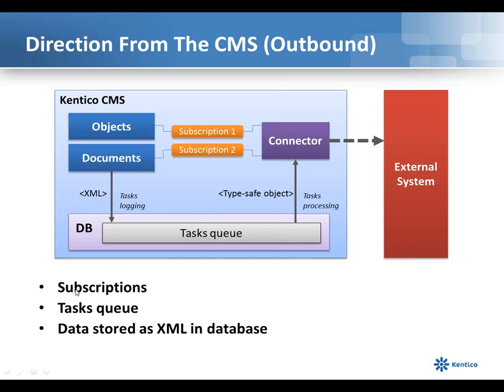So the real values here are subscription, so conditions, what I want to receive into the connector; task queue, so if processing fails, the task will still be sitting in the queue. That of course depends on your implementation, whether you want to delete it or keep it there if processing fails. I'll again let you know how to do that. And then the unified format of the structure of the object sitting in the database queue. So Kentico recognizes it as well. It can cast it to your specific type safe object.